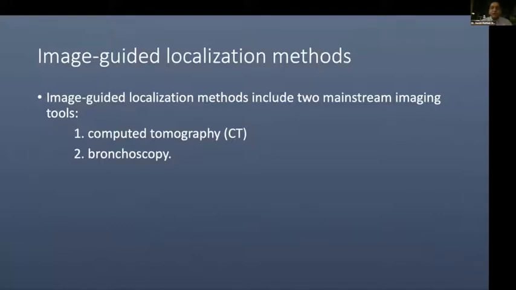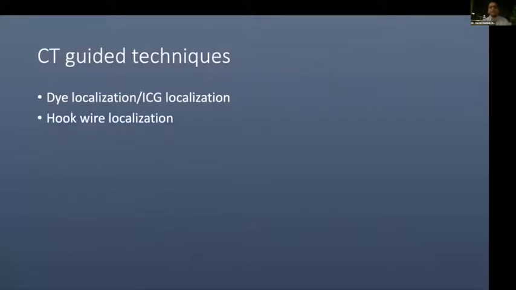So how do we localize the lung lesion? You can either do it through a CT scan method or through a bronchoscopy method. So it goes back to the same way of how they get a diagnosis, but instead of getting a diagnosis, you actually localize the lesion instead. So CT guided techniques, and this kind of applies even to bronchoscopic techniques.